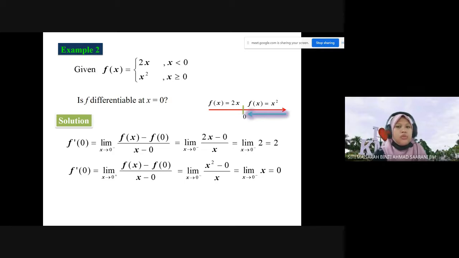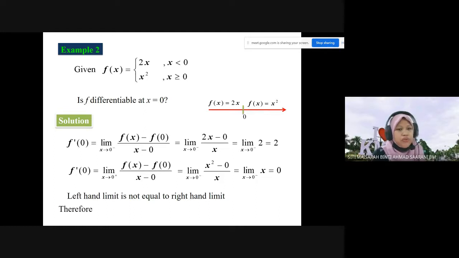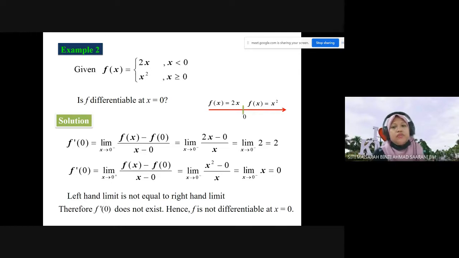So sama tak 2 dengan kosong ni? Sama tak kiri kanan dia? Tak sama. So then left hand limit is not equal to the right hand limit. So therefore f prime 0 does not exist. Hence f is not differentiable at x equals to 0. So ini dia punya reason dia lah, sebab kiri kanan dia tak sama. Okay. Kita dah menjawab soalan dia. So this is example 2.